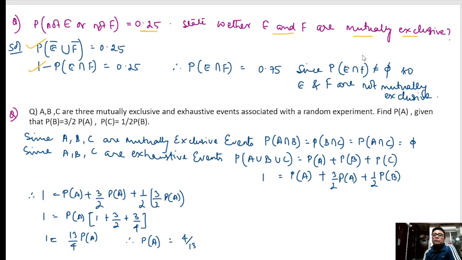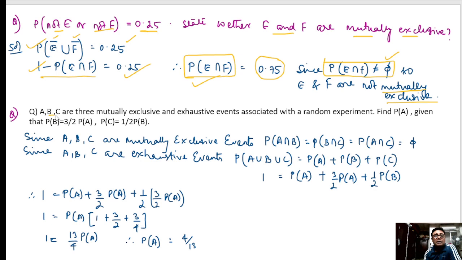Okay, so please note, it will be mutually exclusive only if P(E intersection F) comes 0. If P(E intersection F) comes null set, then only it will be mutually exclusive. So let's see that. This is given P(not E), so E complement, not F, so F complement is given, which is actually 1 minus P(E intersection F), which is given this. So P(E intersection F) is coming 0.75, which is not a null set, so it is not mutually exclusive. That means there is something common between the two, E and F.